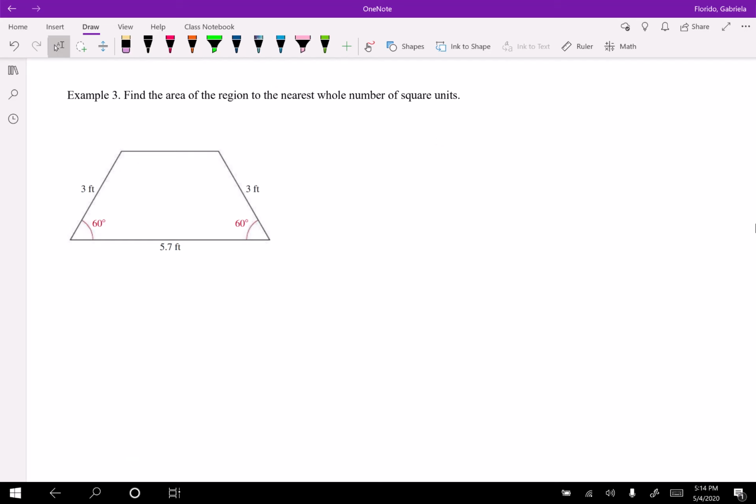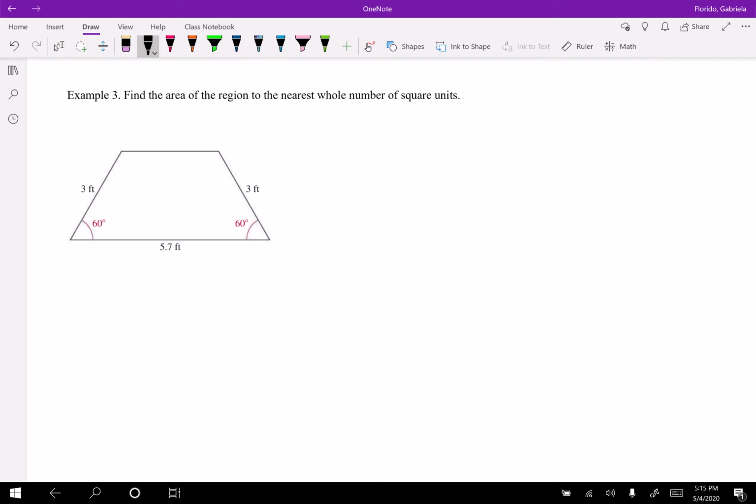Example 3. Find the area of the region to the nearest whole number of square units. All right, so here we have this region. We're given some things about this region. Like these two sides are both 3 feet. The base is 5.7 feet. And so we're trying to find the area of this.